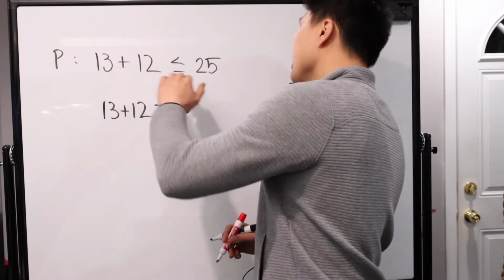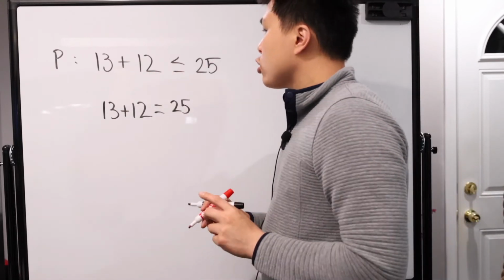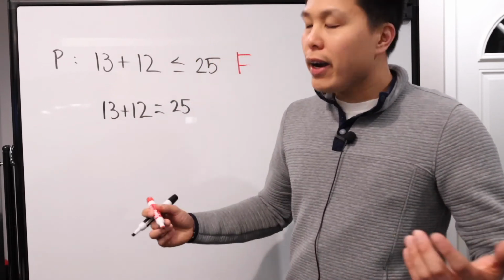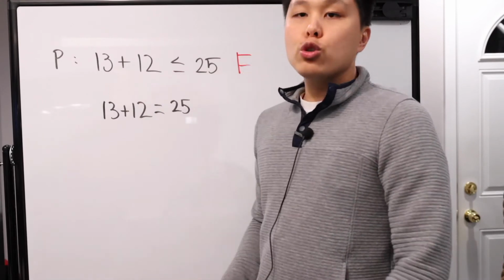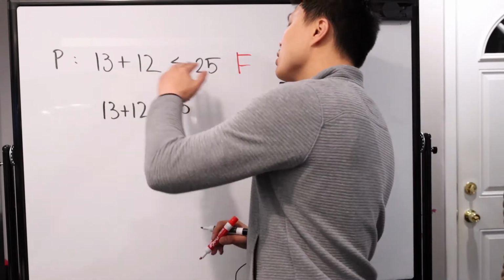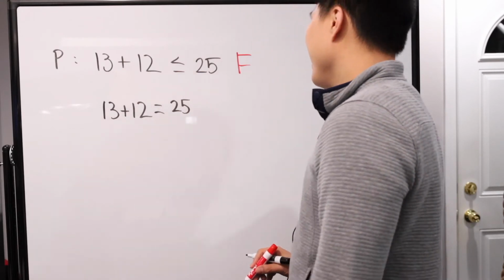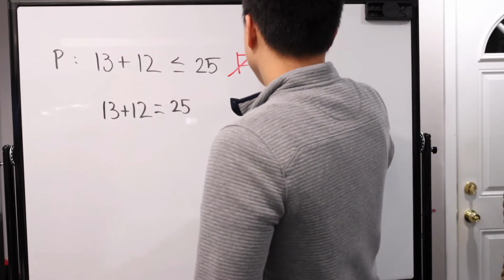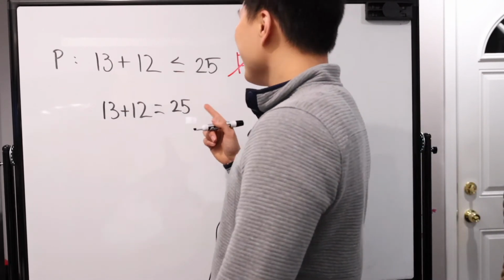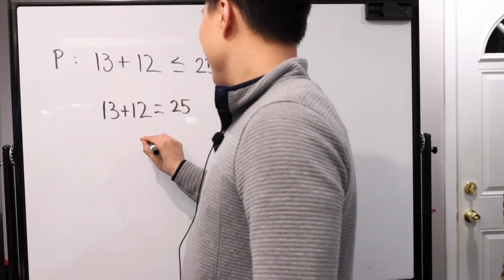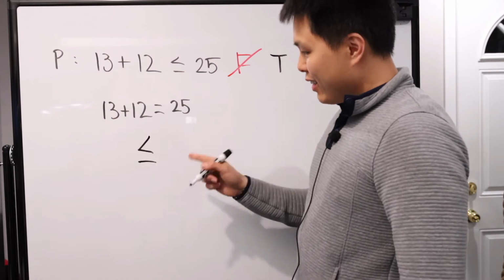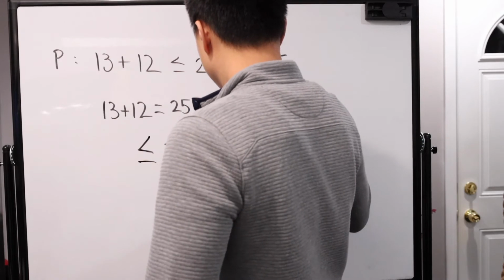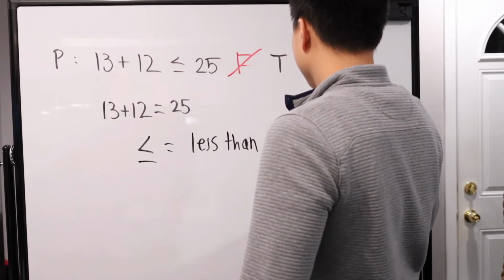So when I first looked at this statement, my gut instinct immediately told me that this is gonna be false. Why would you ever write less than or equal to 25, right? We know that 13 plus 12 is just 25. But actually the statement is true. And like I said, it took me a while. The interesting thing is, because of this, this represents less than or equal.